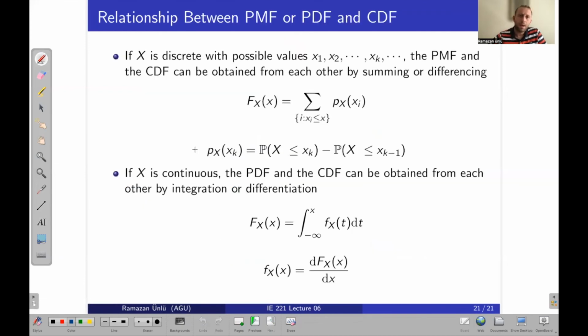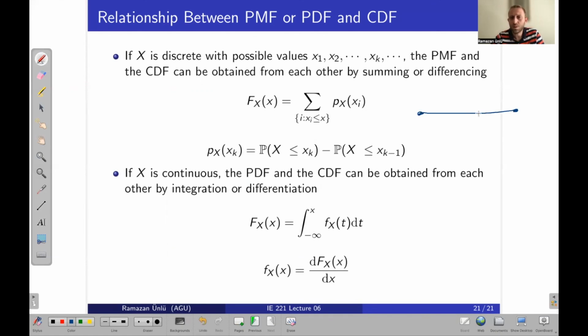So if x is discrete with possible values, the PMF and the CDF can be obtained from each other by summing or differencing, right? What I mean is, the CDF will be the sum of individual probabilities, right? And if you want to get some particular value from the CDF, let's say the probability of xk, which is equal to the probability of x less than or equal to xk, let's write in a range.